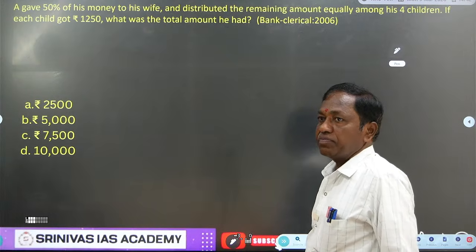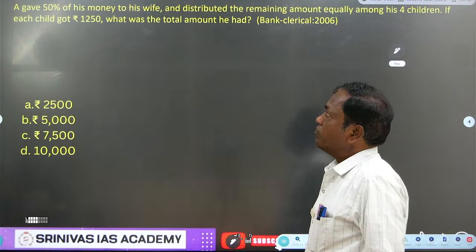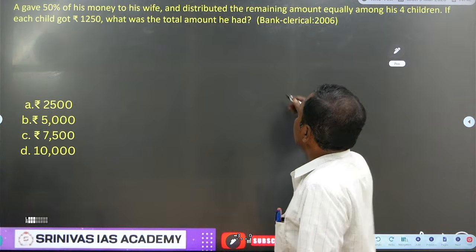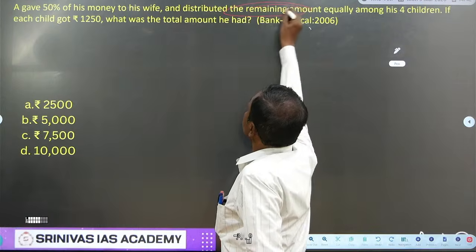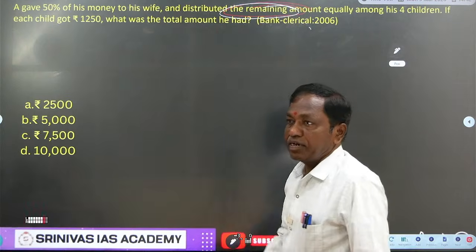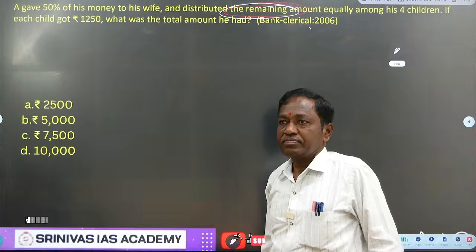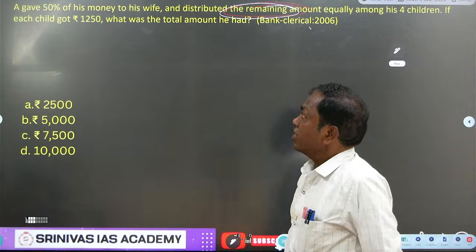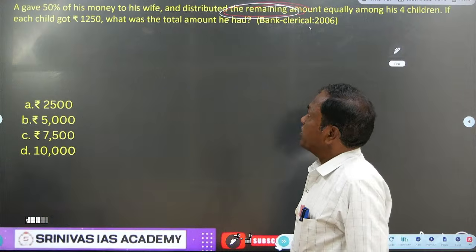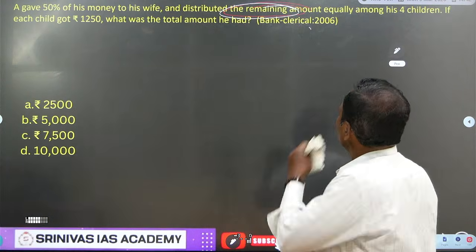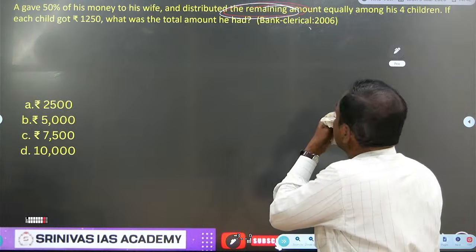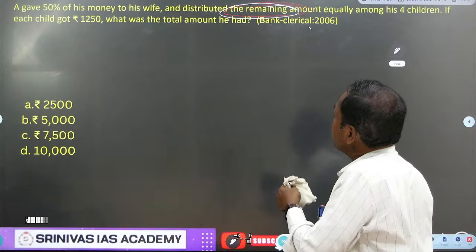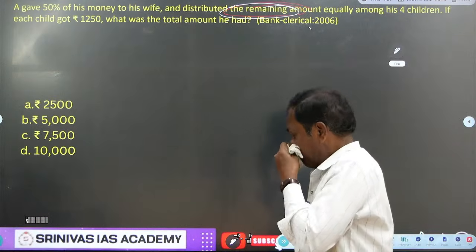Now, there is a net problem. A gave 50% of his money to his wife and distributed the remaining amount equally among his 4 children. If each child got rupees 1250, what was the total amount he had?